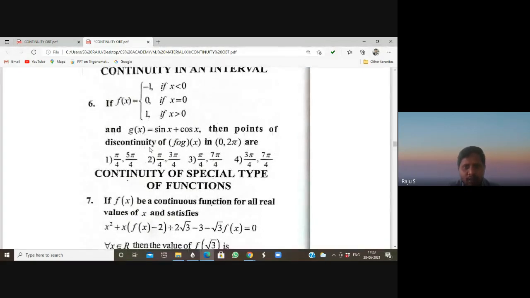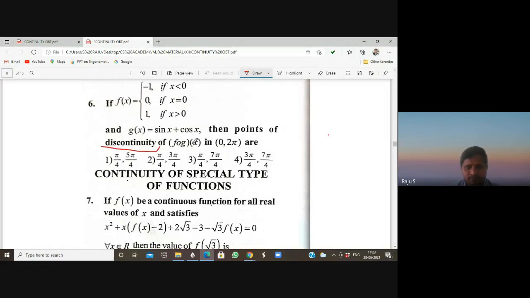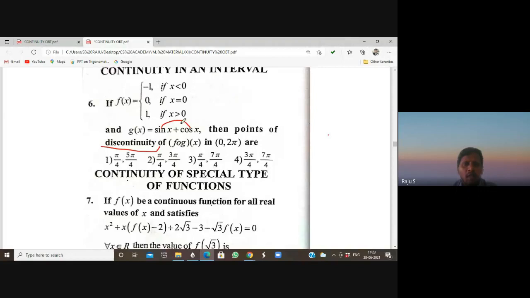Here, they're asking the discontinuity, not continuity. Remember, students, discontinuity. Discontinuity means one is -1, one is +1. So your sine will be there, cos will be there, so it will be opposite. In which quadrant will it be opposite sign? Anyone? Sine is positive in the second quadrant, cos is negative in the second quadrant. In the fourth quadrant, sine is negative, cos is positive. Like that, we need to get opposite sign.